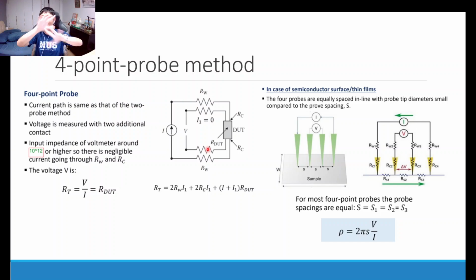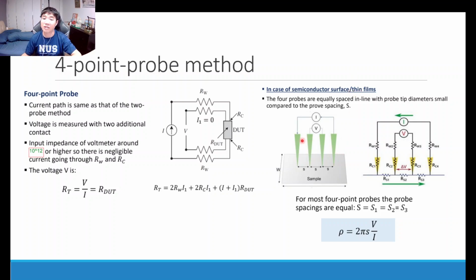So we are isolating your current measurement from your potential difference measurement, such that effectively we can remove the contact resistance and probe resistance from the measured resistance. The resistance of the device under test can be simply calculated as the potential difference measured by the voltmeter divided by the current measured through the other two probes. In this way, we can eliminate the probe resistance and contact resistance from the measurement of the resistance of the device under test.